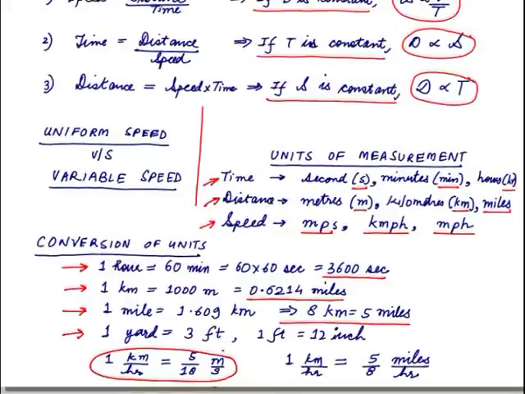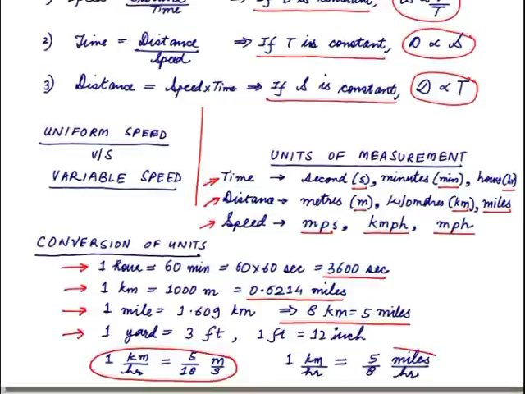Now, how do we get it? Very simple. 1 kilometer per hour is equal to 5 by 18 meters per second can be derived by putting 1000 meters here in the numerator and 60 into 60 seconds in the denominator. When you solve it, you get 5 by 18 meters per second. So that means to convert kilometers per hour, just multiply it by 5 by 18 and you get meters per second. And to convert meter per second into kilometers per hour, just multiply the given value by 18 by 5 and meter per second will get converted to kmph.